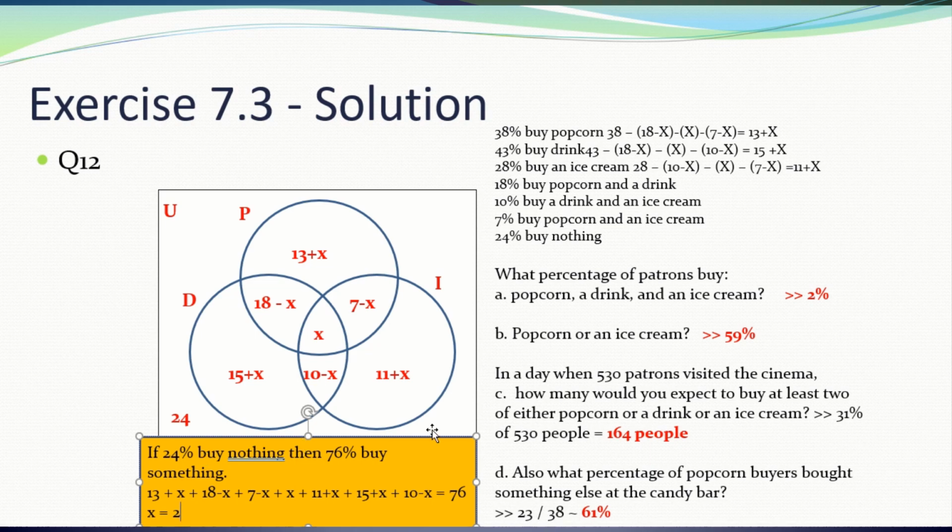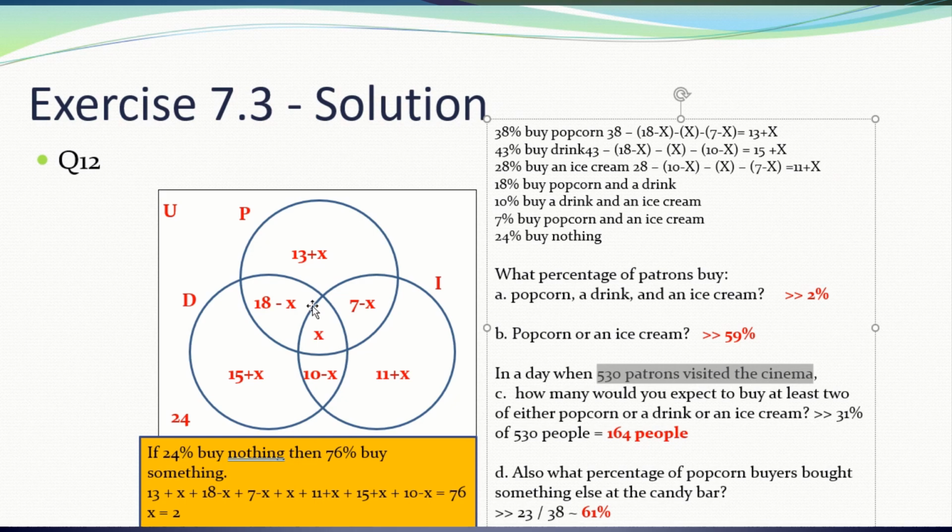Okay, so what percent buy all three? 2%. Popcorn or an ice cream, or is union. So you add up popcorn, ice cream, everything inside, you get 59%. Right? In a day, 530 patrons visit. How many would you expect to buy at least 2 of either a popcorn or a drink or an ice cream.